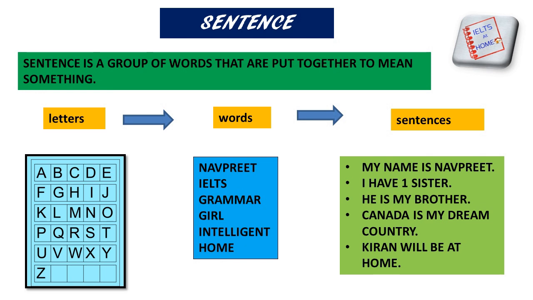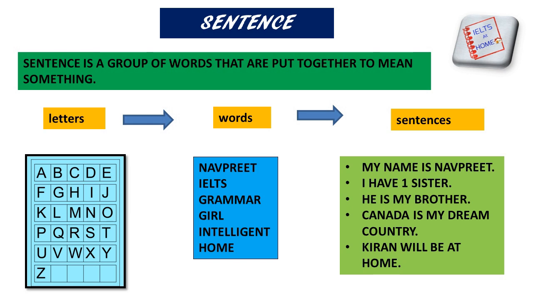If we talk about the sentence, it's a group of words that are put together to mean something. Words are the combination of letters or alphabets, or you can say that letters make the words. A to Z, there are 26 letters. You can see on the left side of your screen, and in the middle of the screen you can see the blue box in which I wrote the examples of words like Navpreet, IELTS, grammar, girl, intelligent, home. So the letters make the words. And these words make sentences.